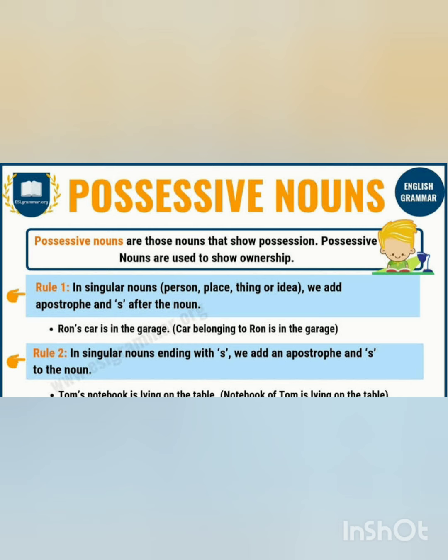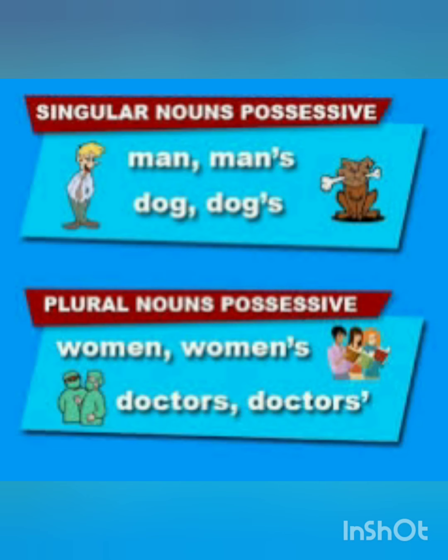The second rule is: in singular nouns ending with s, we add an apostrophe and s to the noun. Tom's notebook is lying on the table. Notebook of Tom is lying on the table. It means that the notebook belongs to Tom. Other examples of singular noun possessives are man into man's, that is apostrophe and s, dog into dog's, that is also apostrophe and s at the end.